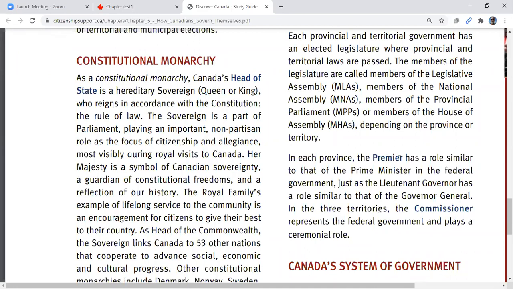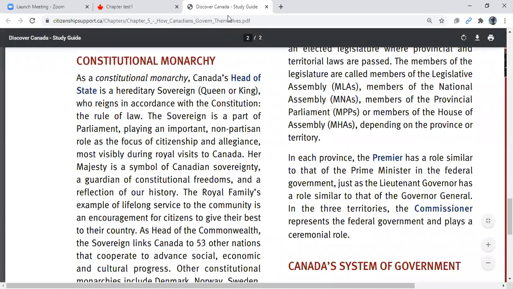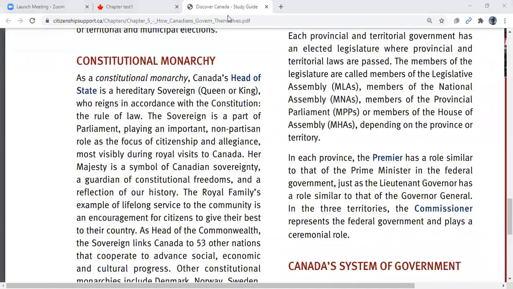So yeah, in Canada, the leader is called the Prime Minister, and in the provinces, the leader is called the Premier. So in Ontario, we have a Premier, and his name is... Do you know the Premier of Ontario? It's Doug Ford. So the Premier is in Ontario. He's the leader of Ontario, just like the Prime Minister is the leader in Ottawa. Yeah. So every province has a Premier.